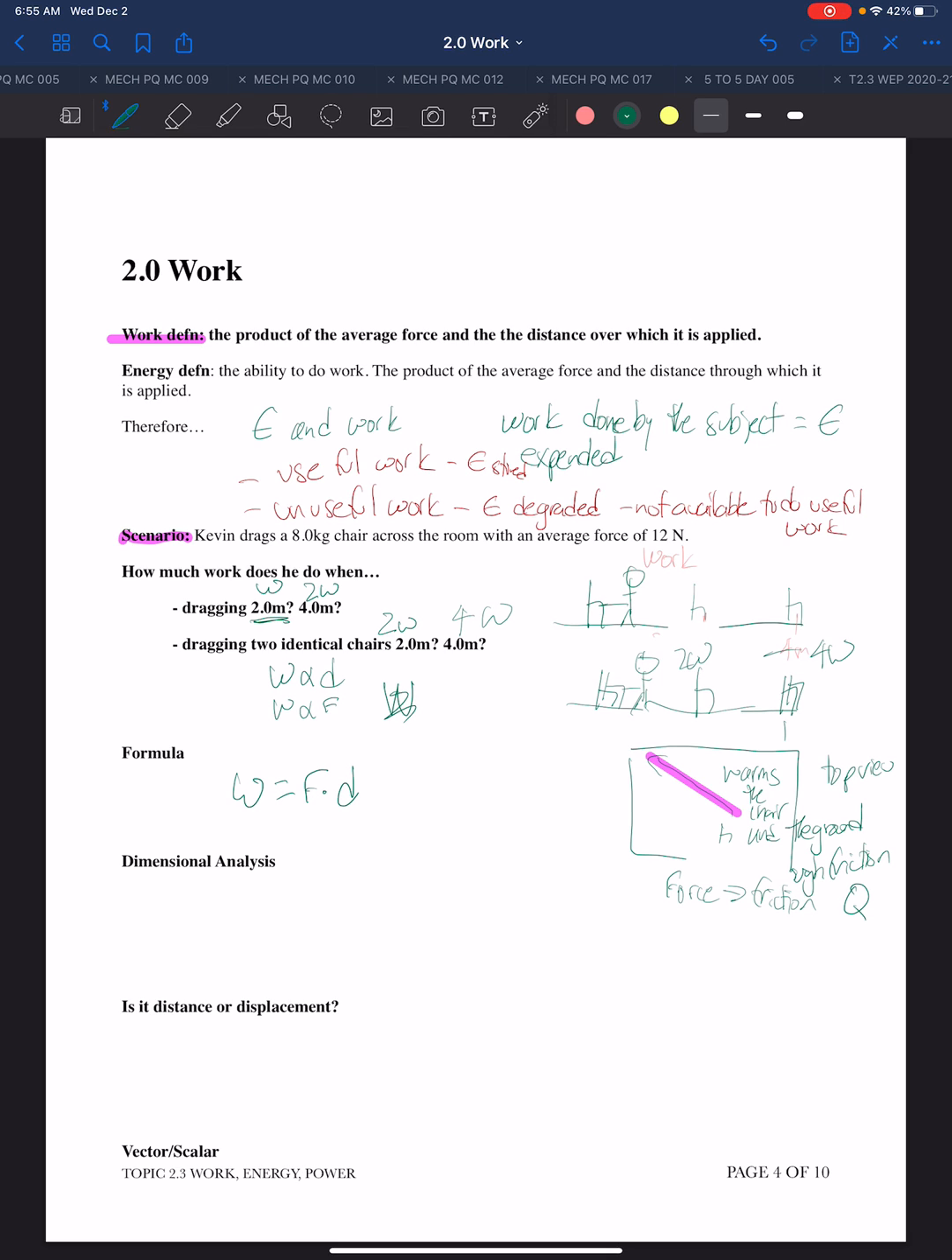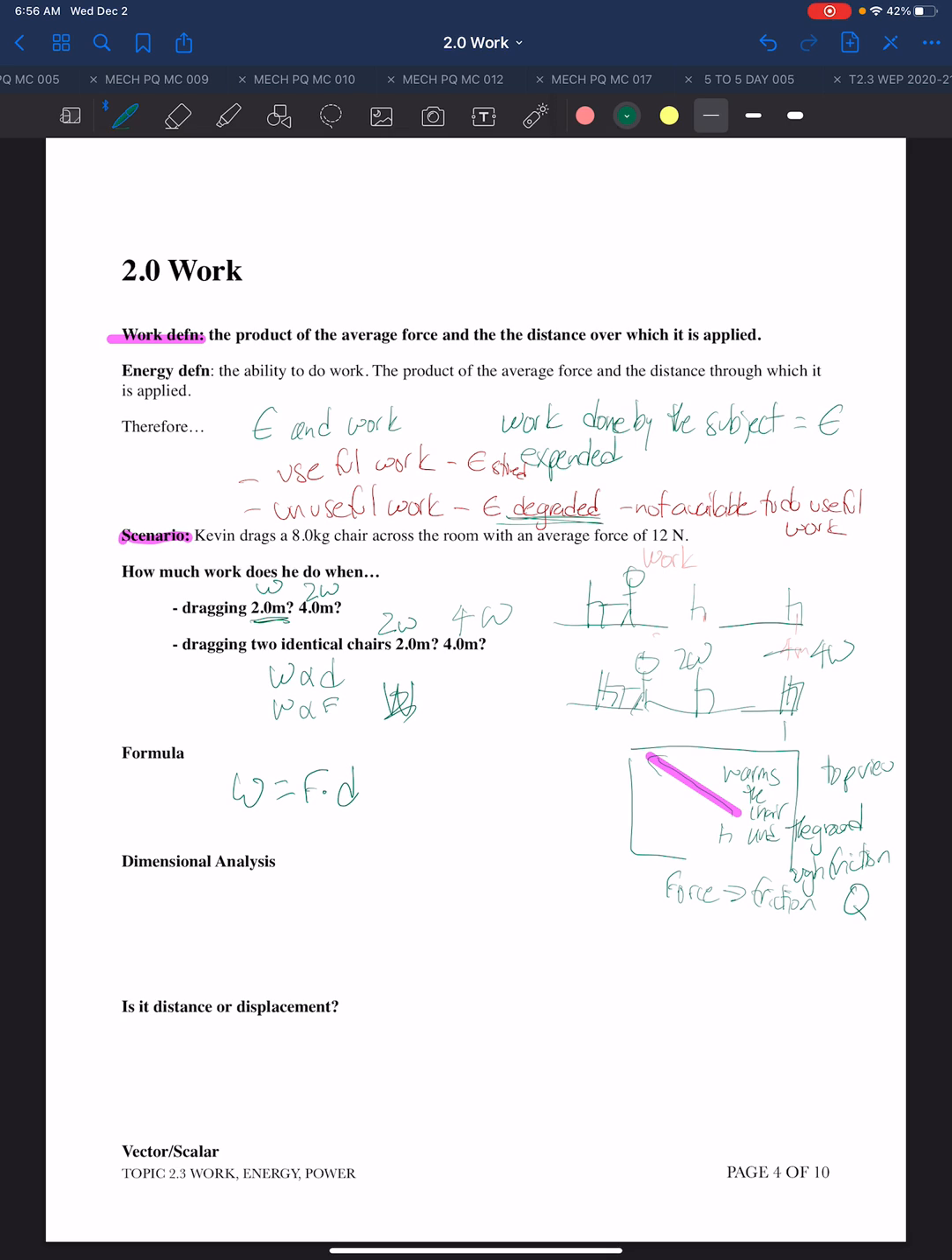So it's now available to do useful work on that object. It can then increase its speed, and that kinetic energy is available then to do work to increase the potential energy, and so forth. So in that sense, when we're looking at the mechanical energy of the roller coaster, the energy is available throughout to do more useful work. But in the case of friction, that energy is lost. It is degraded energy. It is no longer available to do useful work.